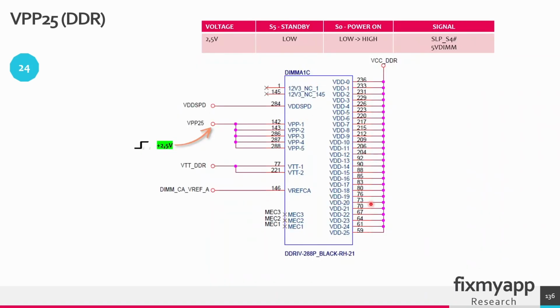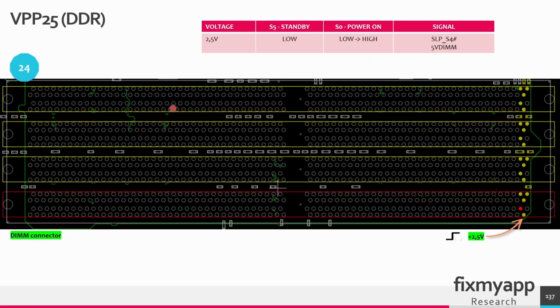This is a DIMM slot, and at these pin numbers you can find the VPP 2.5 volt. This is the DIMM connector, and the pins marked in yellow are the VPP 2.5 volt rails.